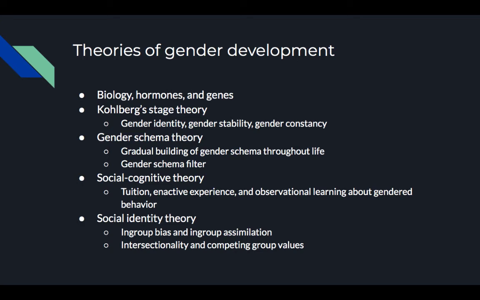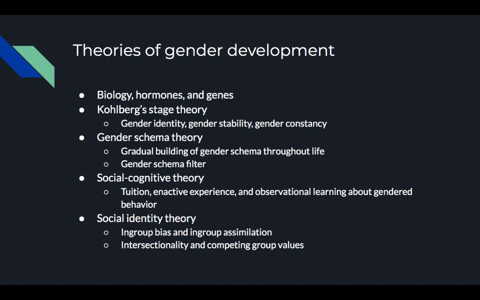Gender schema theory doesn't really go in stages. It just says that we are constantly, from birth, developing and refining our schemas for what gender means and what our own gender identity is. And we filter new information through our existing gender schema.